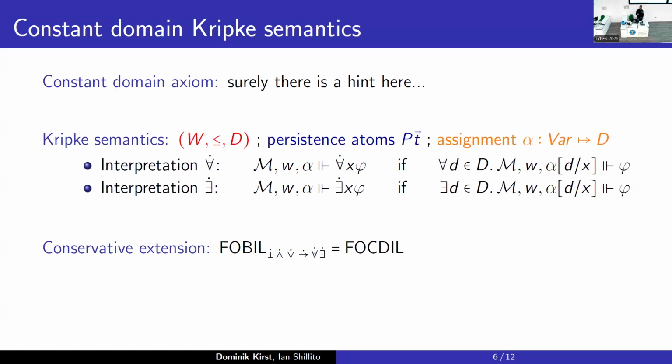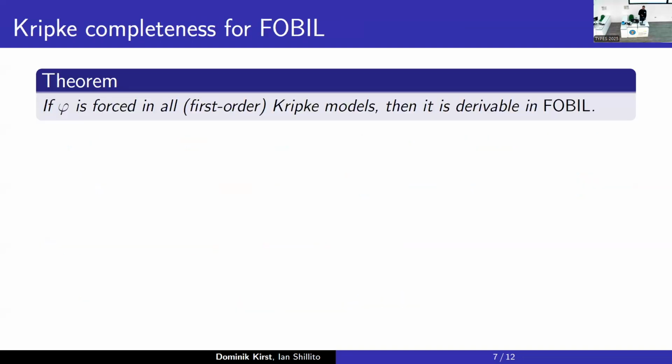And then you can see that, well, you still are a conservative extension over constant domain intuitionistic logic if you do the round trip of soundness and completeness again. And for this, we had to look at the completeness theorem for bi-intuitionistic logic.